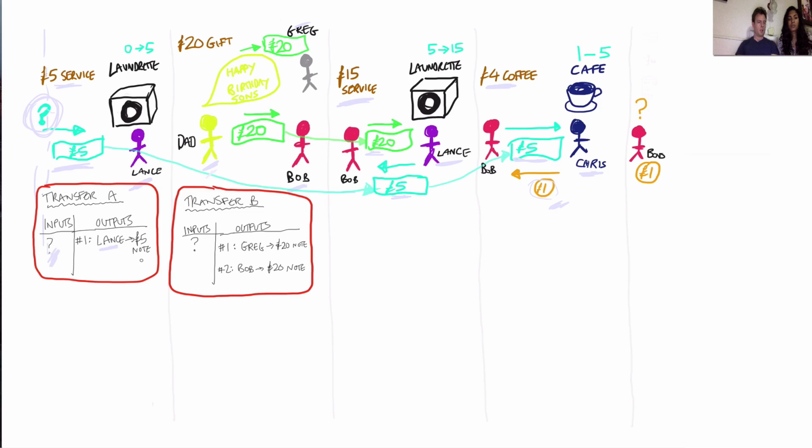But the output is basically, for each of these transfers, who was the beneficiary? Lance in this case, and what was the amount? And effectively, what was the actual thing handed over? In this case, it was a £5 note.